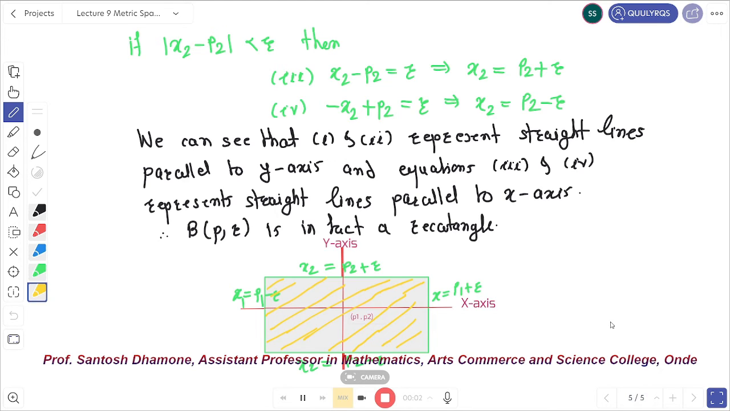If modulus of x2 minus p2 is less than r, then we get the third equation x2 minus p2 is equal to r, which implies that x2 is equal to p2 plus r. And the fourth equation is minus x2 plus p2 is equal to r, which implies that x2 is equal to p2 minus r. We can see that equation first and second represent straight lines parallel to the y-axis, and equation third and fourth represent straight lines parallel to the x-axis. Therefore, the open ball about point P with radius r is in fact a rectangle. We draw the figure like this, which is a rectangle.